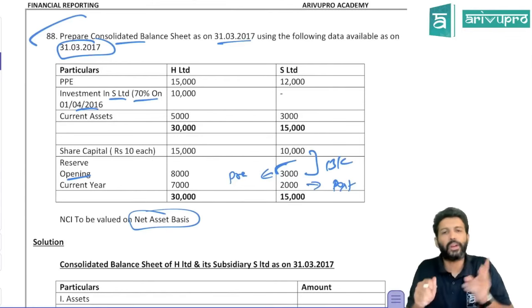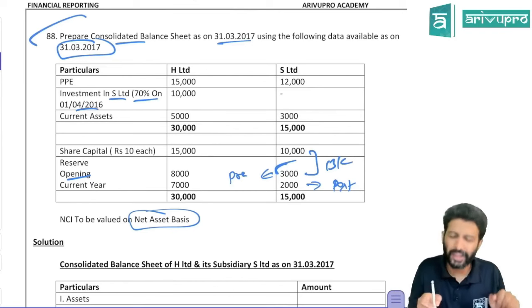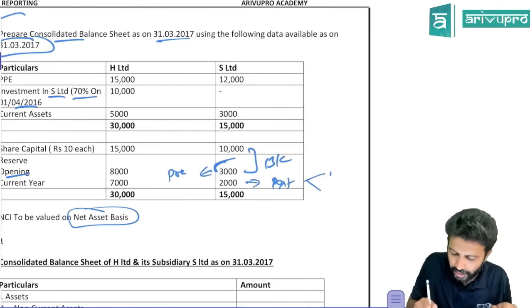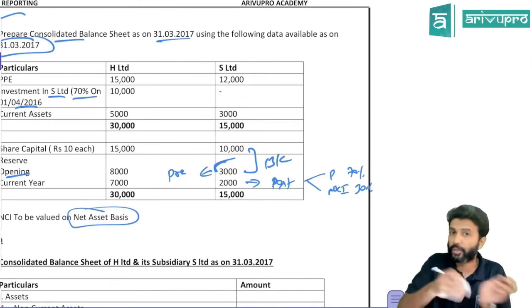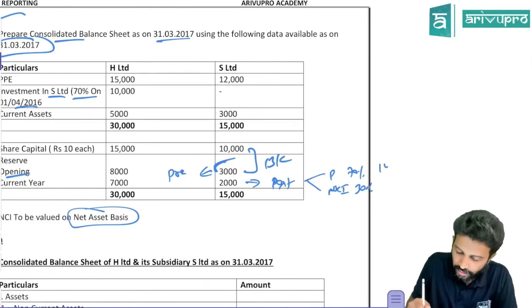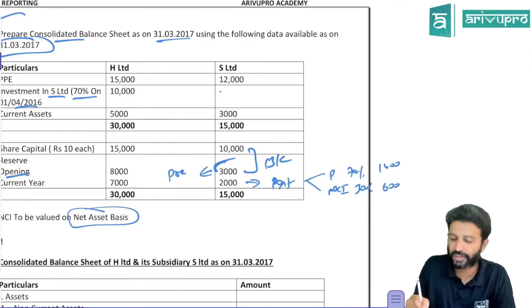So we prepare working note number 3 for analyzing it. There is no adjustment here. So post-acquisition profit will be split between parent and NCI in the respective shareholding ratio, which is 70 and 30%. That's what we do in that working note. So 2000 into 70% will be 400, 2000 into 30% will be 600.